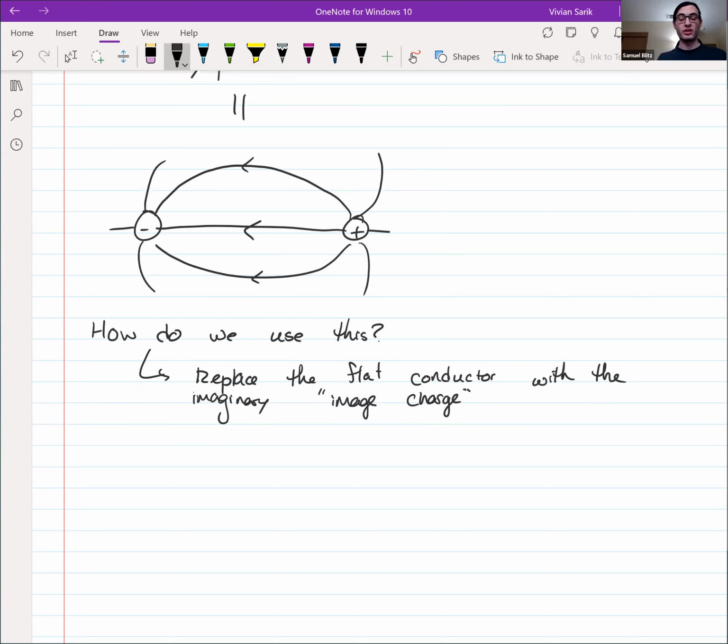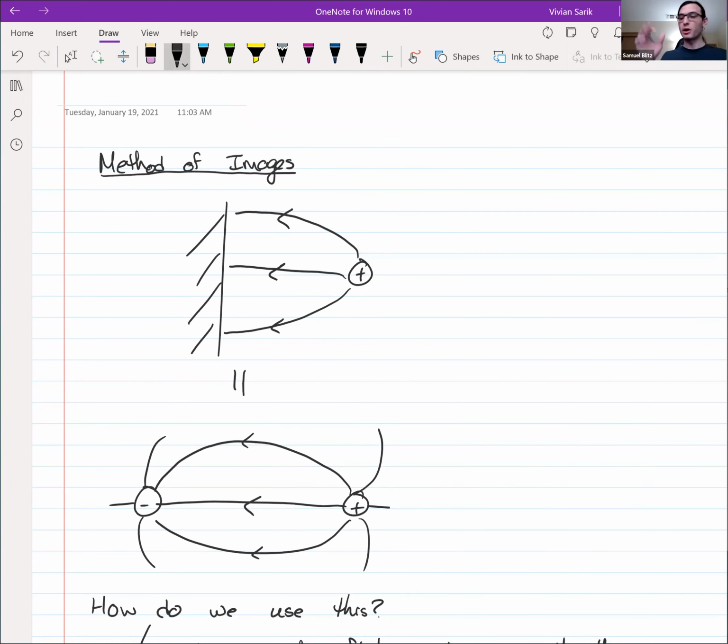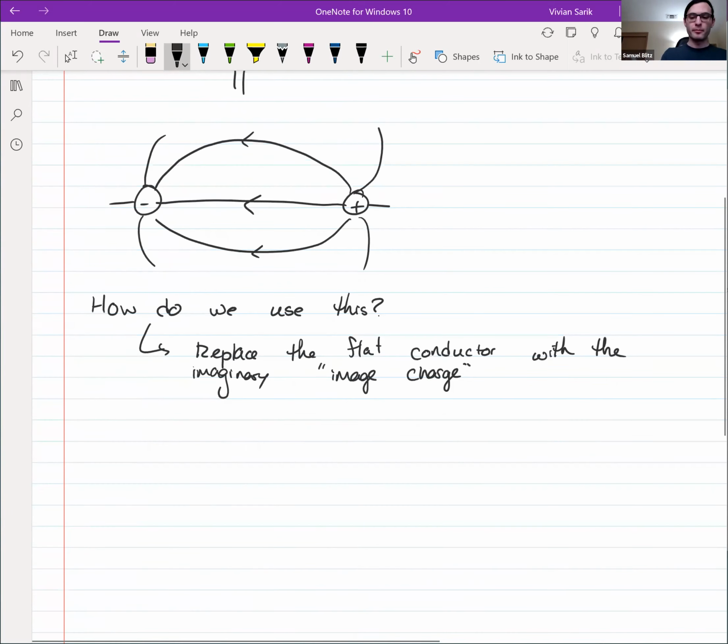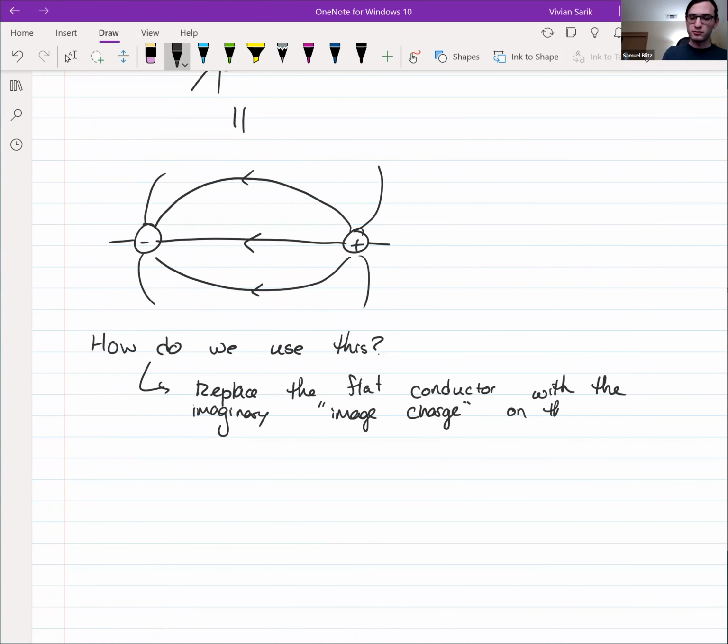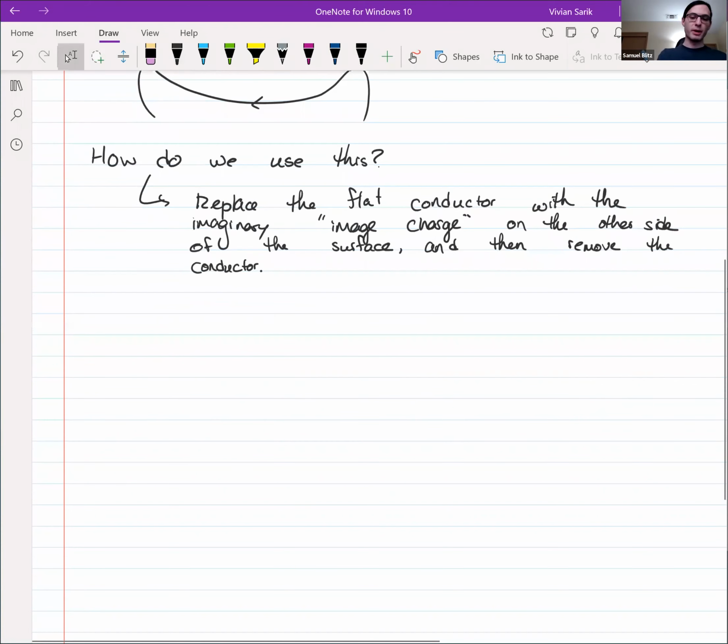So all you do is you look at your problem with the conductor and you just say, nope, there's no conductor there. There's just another charge on the other side. And then you remove the conductor. And then you solve the same problem. So after doing so, the system might look like this. You have a dotted line where the conductor used to be.